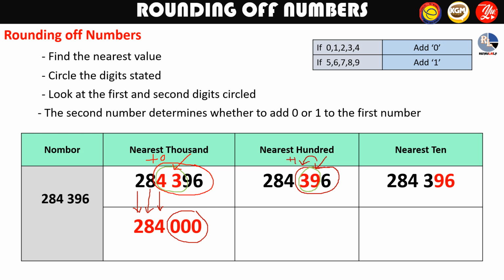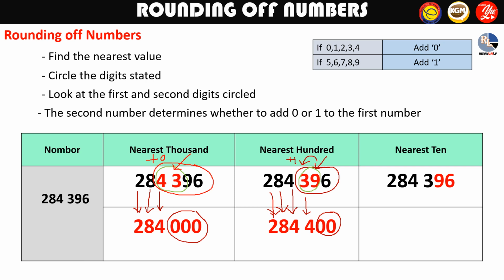Alright, how many numbers at the back are supposed to be 0? Yes, because it's nearest 100, we have 2 zeros at the back. We have added 1 to 3, so the answer is 4. Then we just copy back whatever is in front. So the last answer is 284,400.